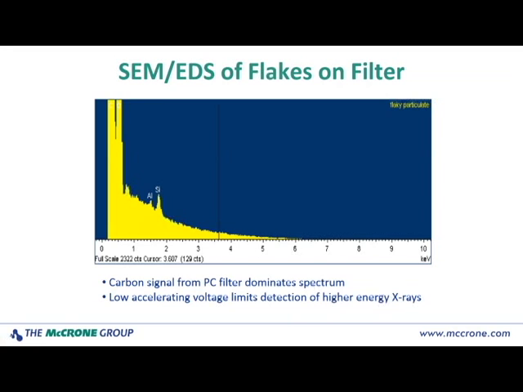Now if we blow up this spectrum, we expand the y-axis, now we can see that we've got a minor to trace silicon peak here at best, and we've got an extremely small aluminum peak.